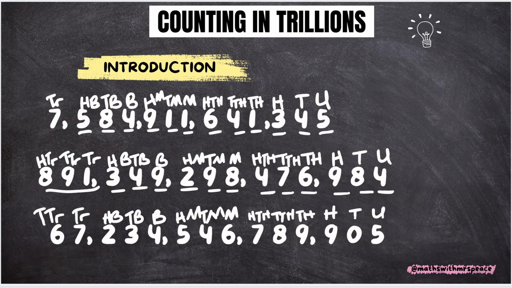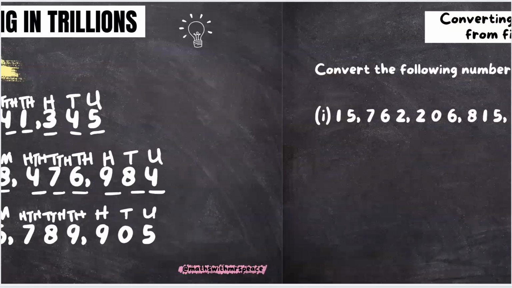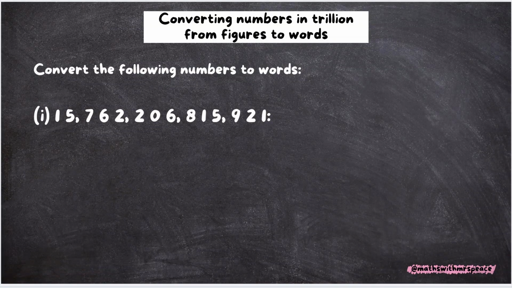Now we're going to go ahead and learn how to convert numbers in trillion from figures to words. We'll be doing a couple of examples. Let's begin with this first one on our screen. And like I said, if you can't do this conversion straight away, it helps to just write the place value above the number, and it's going to make it easy for you. And if you don't want to go through the hassle of having to write all the place values above these digits, you can do what I said in the previous lesson.